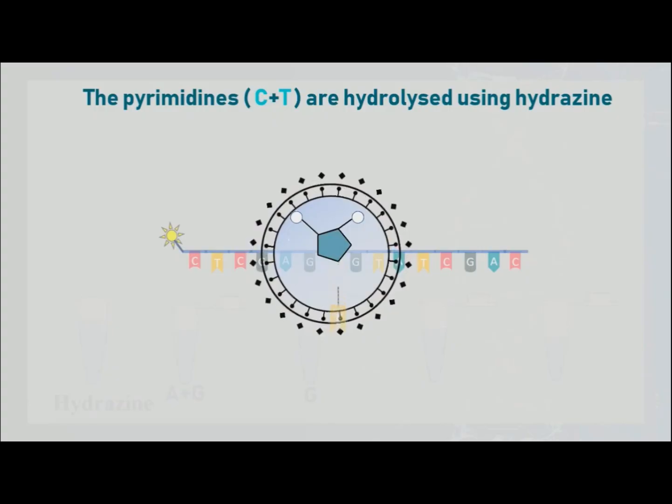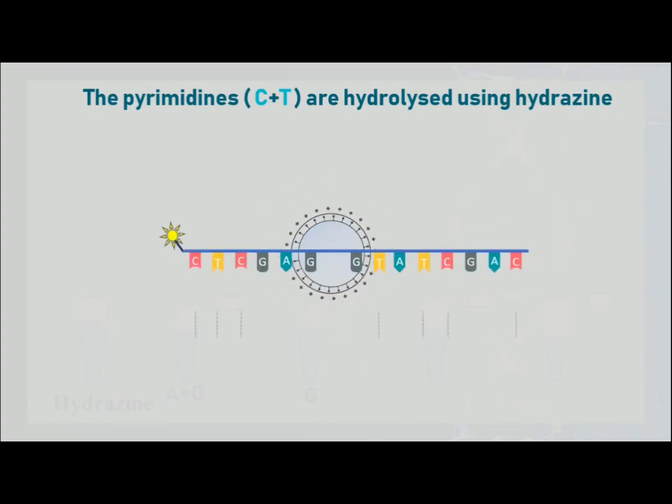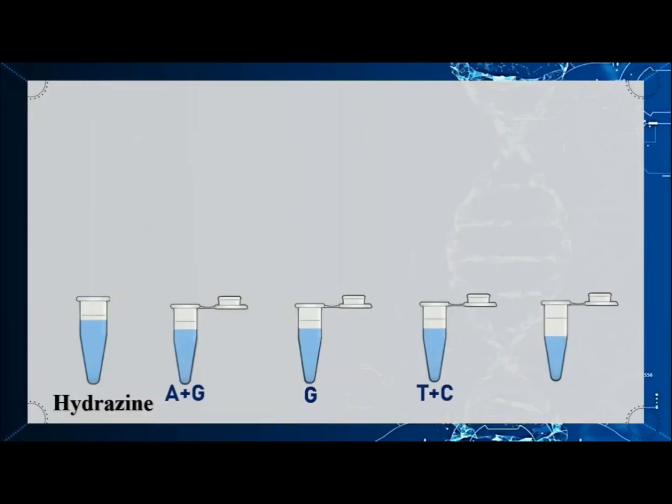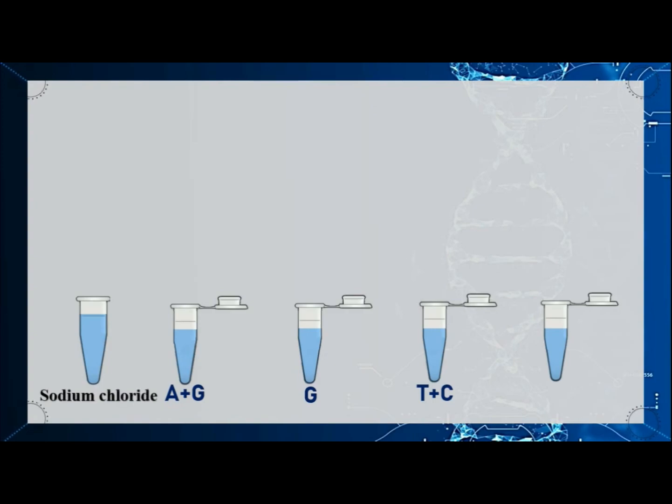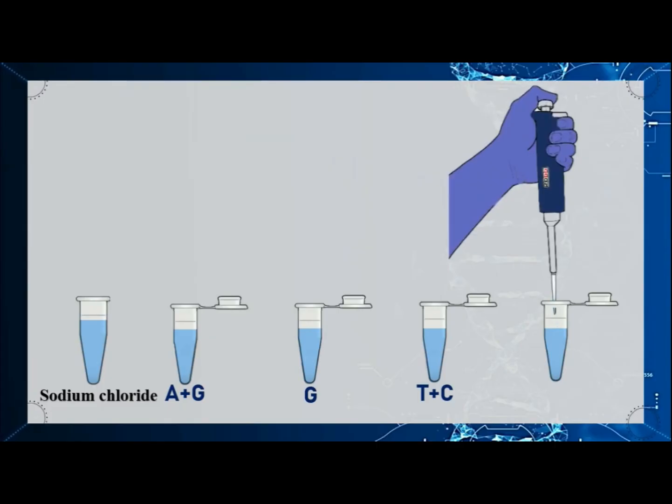Now, base modification using hydrazine, for pyrimidines like cytosine and thymine. Hydrazine alone will modify cytosine plus thymine, and hydrazine plus NaCl will give only cytosine. So, cleavage of the sugar phosphate backbone will again be done using piperidine. So, this is the workflow.